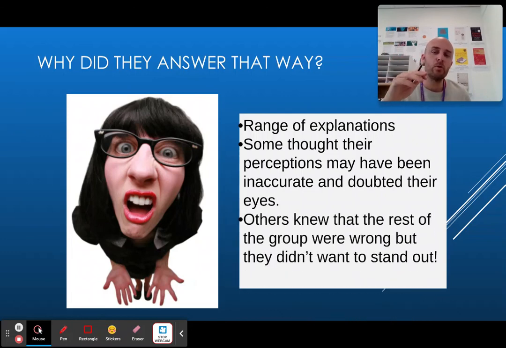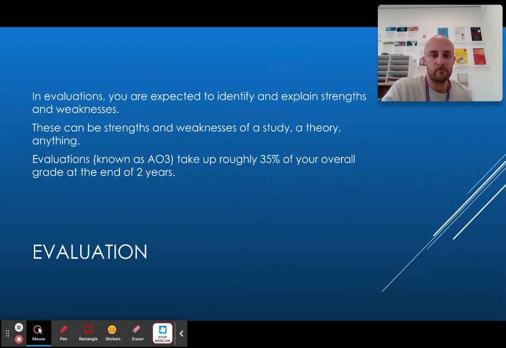Other people knew the rest of the group were wrong. A lot of people knew they were giving the wrong answer, but they didn't want to stand out. And this is normative social influence, which, again, you do need to know as well. Maybe they felt a little bit self-conscious.